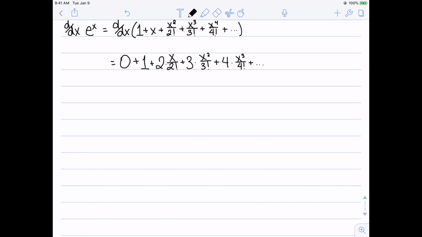I can then simplify these terms. And when I do, I get 1 plus x plus x squared over 2 factorial plus x cubed over 3 factorial, etc. Which is exactly the Maclaurin series for e to the x. Therefore, the derivative of e to the x is equal to e to the x.